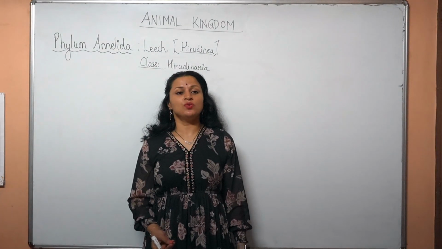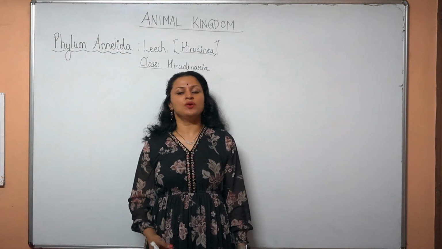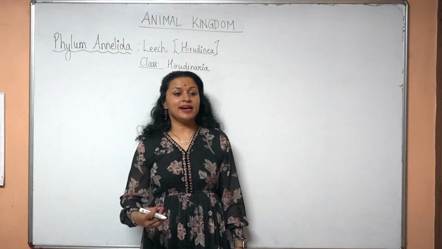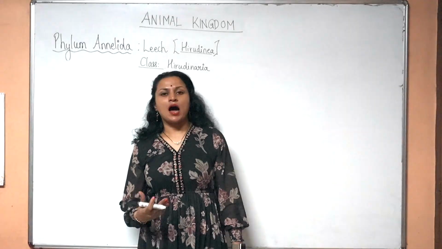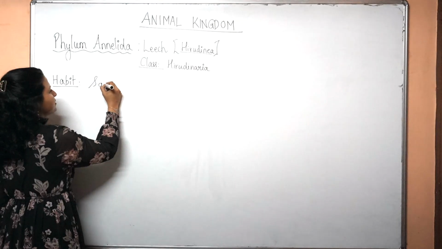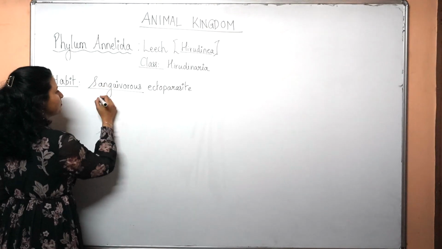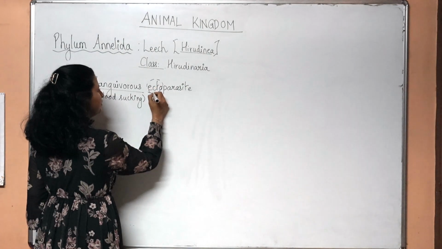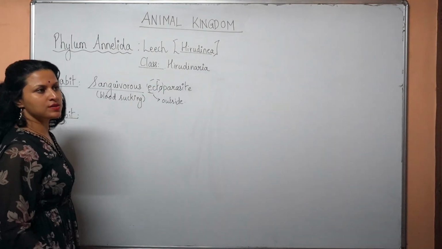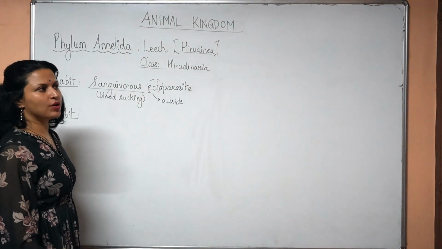It's said to be a sanguivorous ectoparasite. Sanguivorous means blood sucking. Ectoparasite. Ecto means outer, outside. Habit. It's a sanguivorous ectoparasite. Sanguivorous means blood sucking. Ecto means outside. It lives in water bodies. It can survive in polluted water bodies as well.